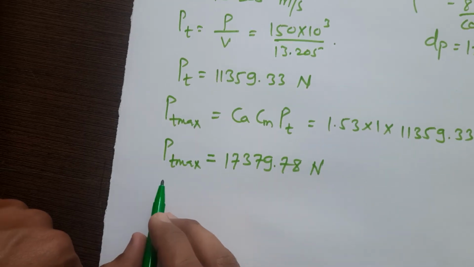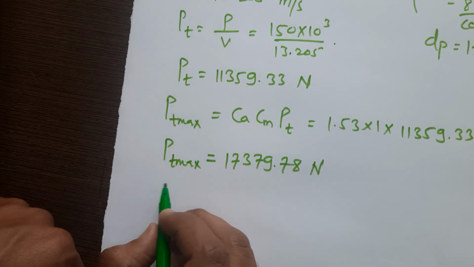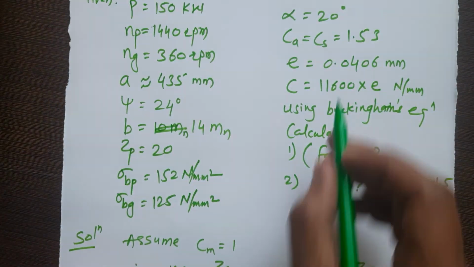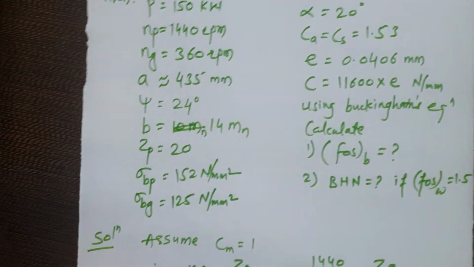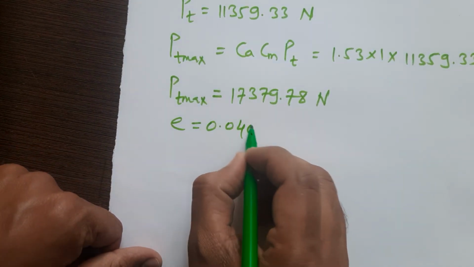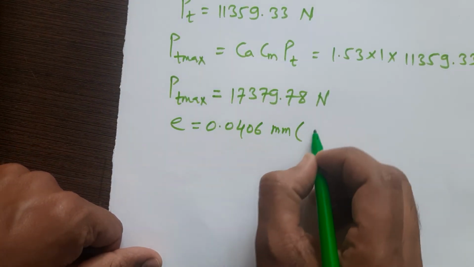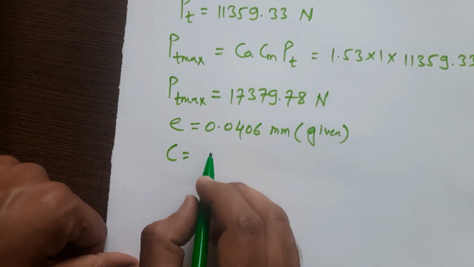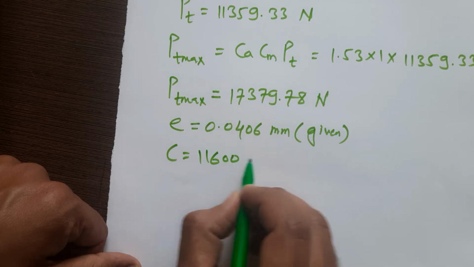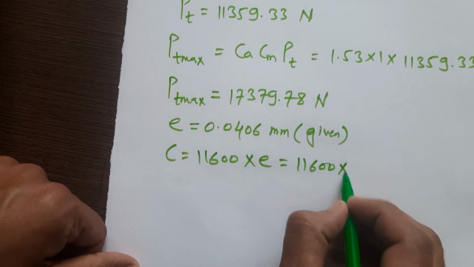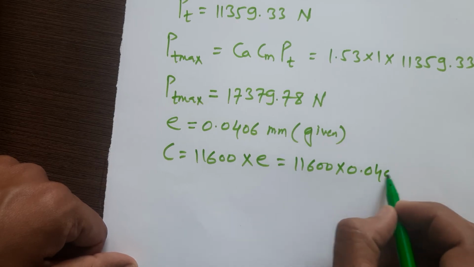Now C, the deformation factor, is given. E is also given, as 0.0406 mm, and C is given as 11600 times E. So 11600 multiplied by E is 0.0406.